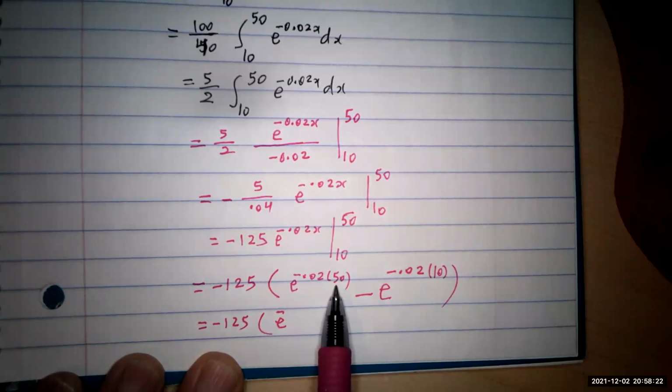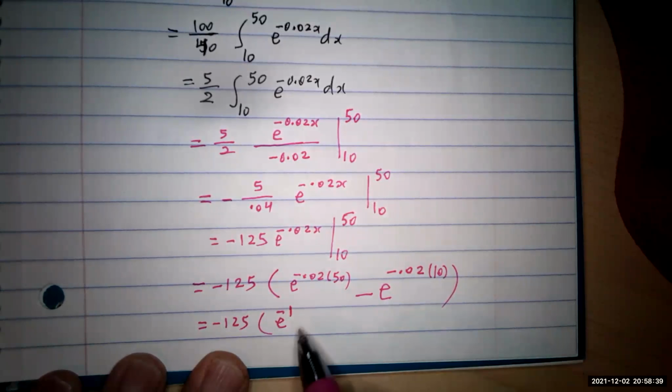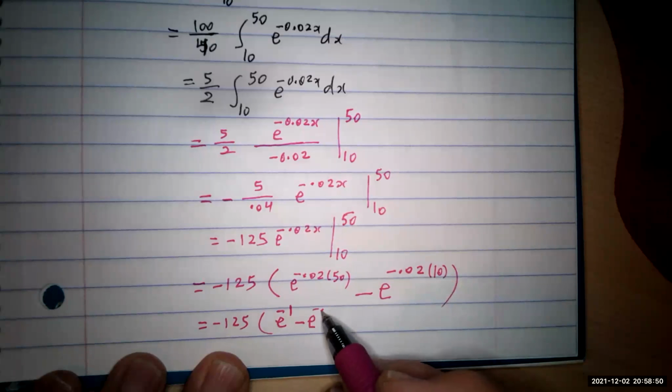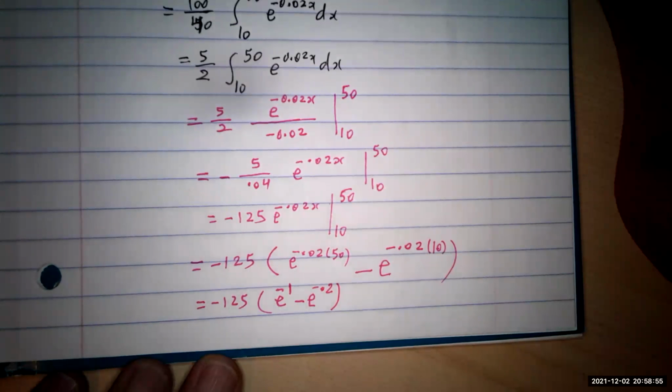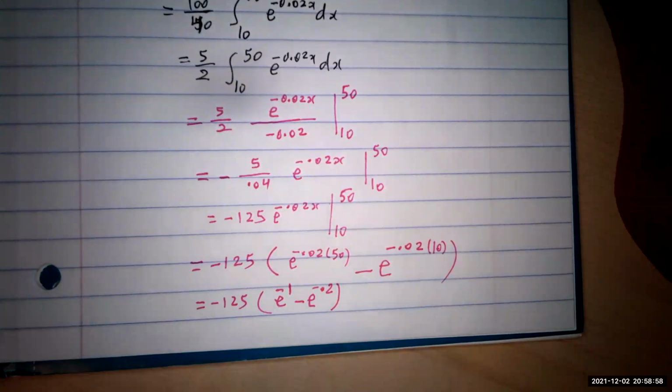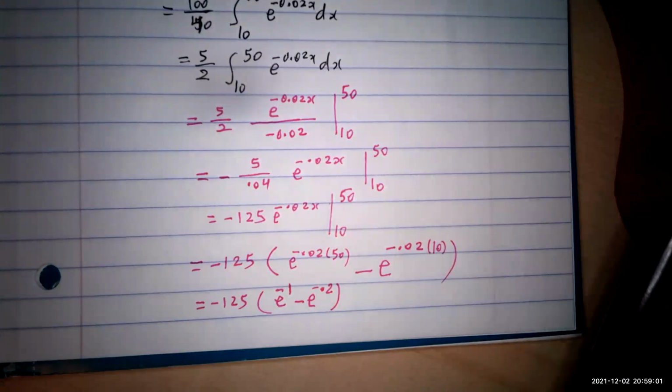2 times 50 would be 100. We have 2 decimal places, so that gives you negative 1. Okay, 2 times 50 would be 100. We have 2 decimal places, so you drop it. So that would be minus e to the, over here, 2 times 10 would be 20. We have 2 decimal places, it's going to be negative 0.2. But you just use your calculator to get these numbers for the e function.